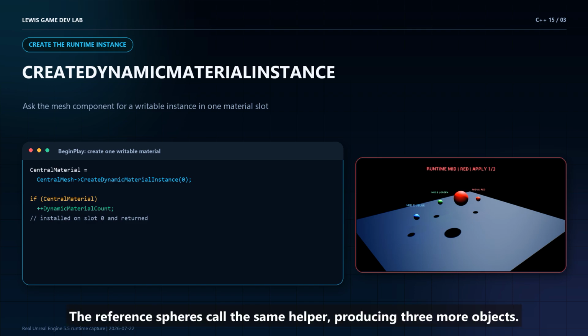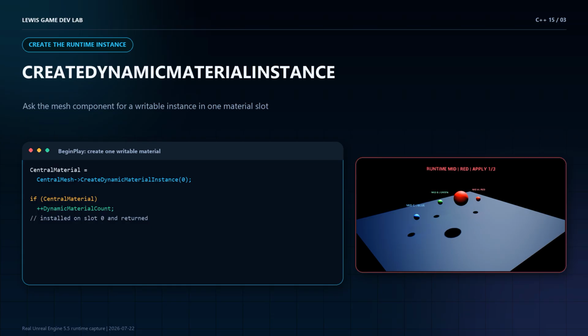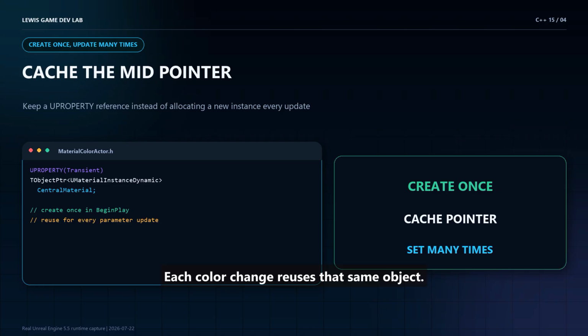The reference spheres call the same helper, producing 3 more objects. The runtime log confirms 4 dynamic instances, all derived from the same basic shape material. The returned dynamic material is stored in a transient UPROPERTY pointer named central material. Each color change reuses that same object.